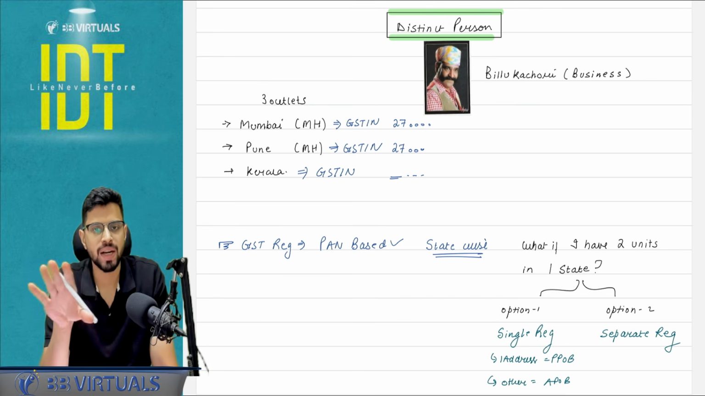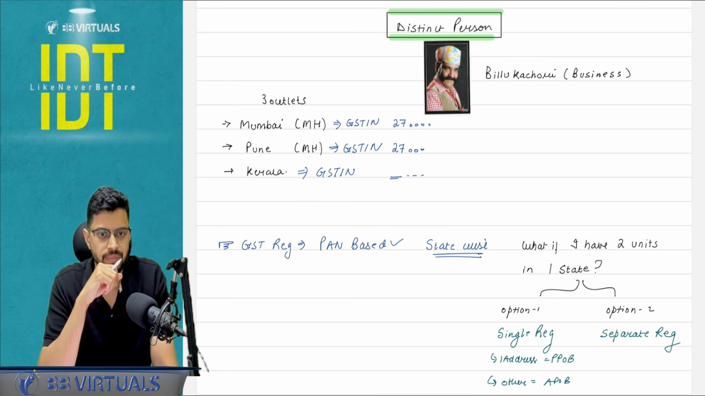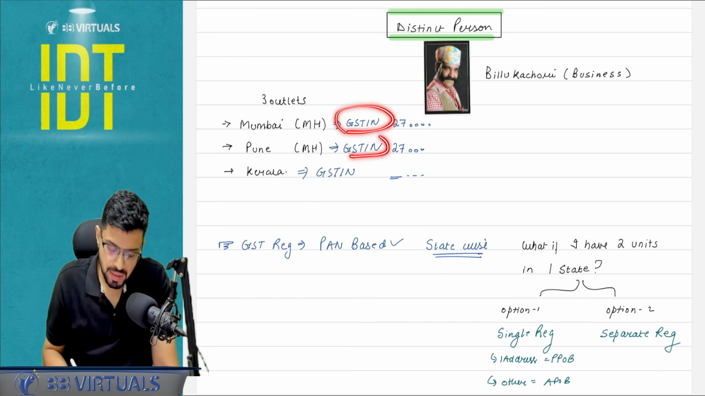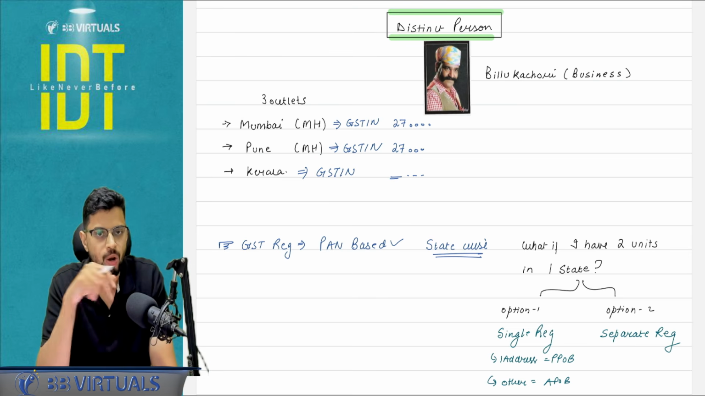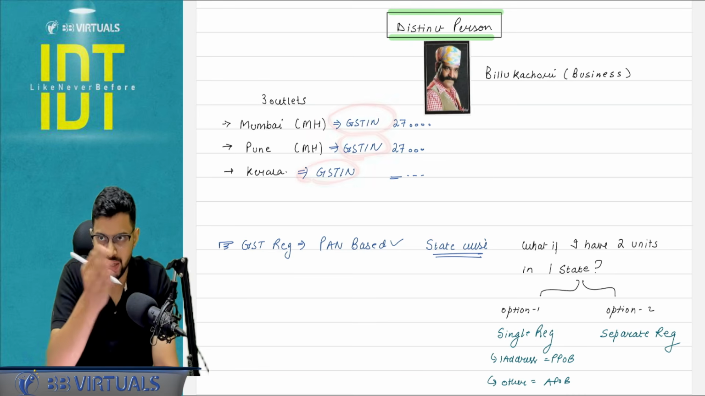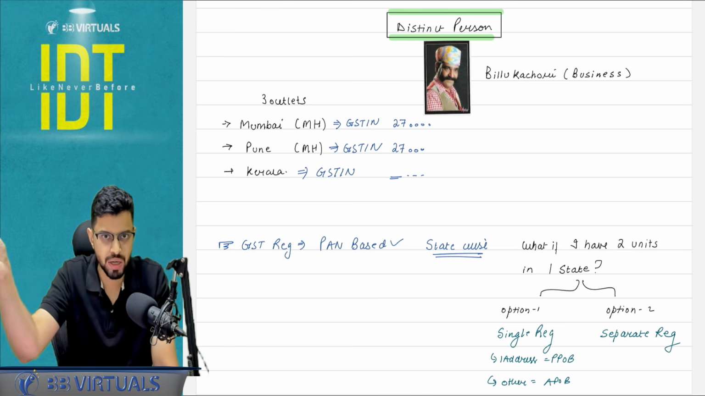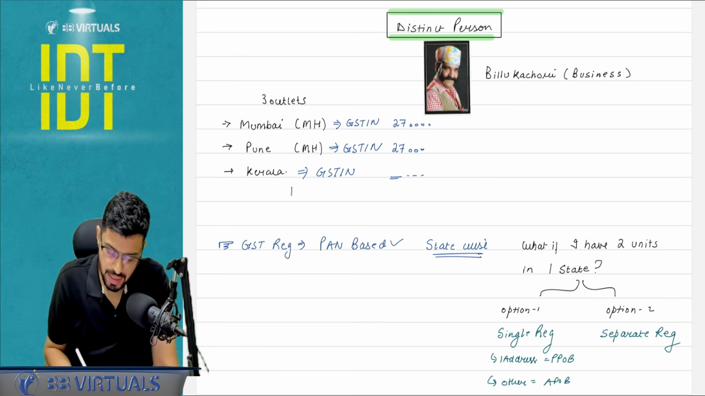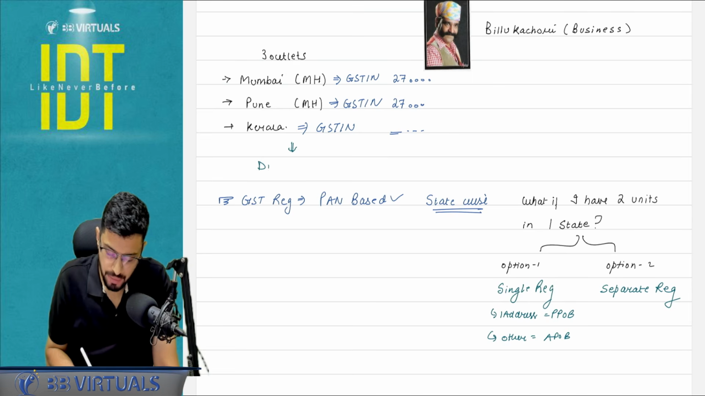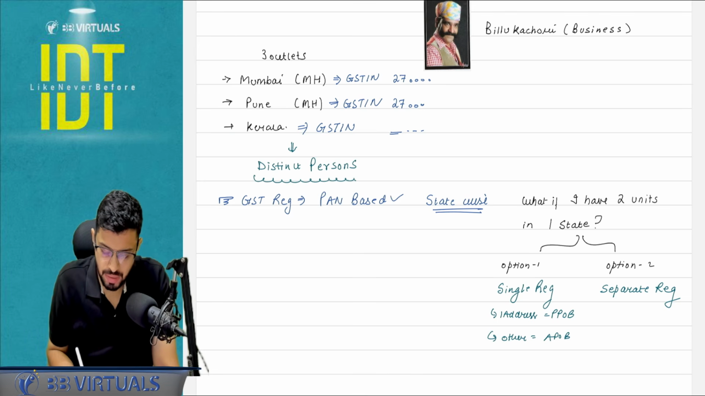Now, I don't know what the technical definition of distinct person is, but I know what the logic says. I'm asking you a question. Will these 3 GSTINs be considered as distinct persons in the eyes of the GST department? Or will these be considered as one person? PAN is same, but the GSTIN is separate. If I see there are 3 separate GSTINs filing individual returns, having their own addresses, will they be considered as distinct persons? Answer is yes. They are distinct persons.